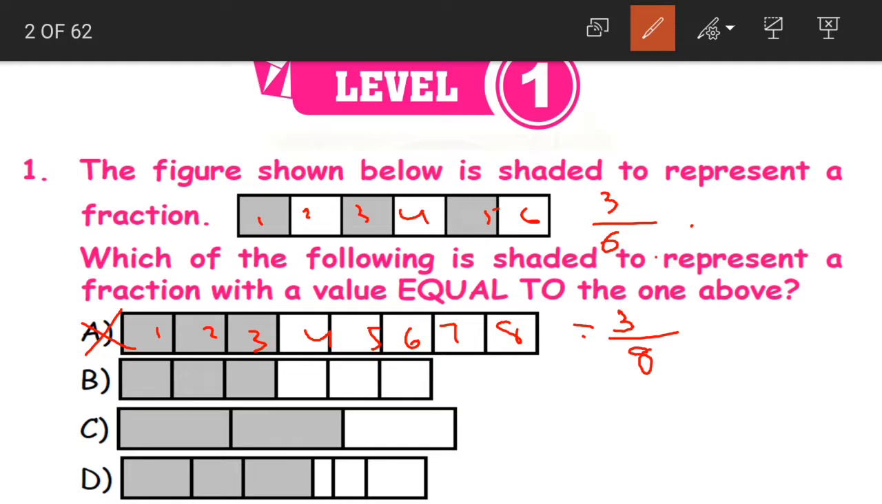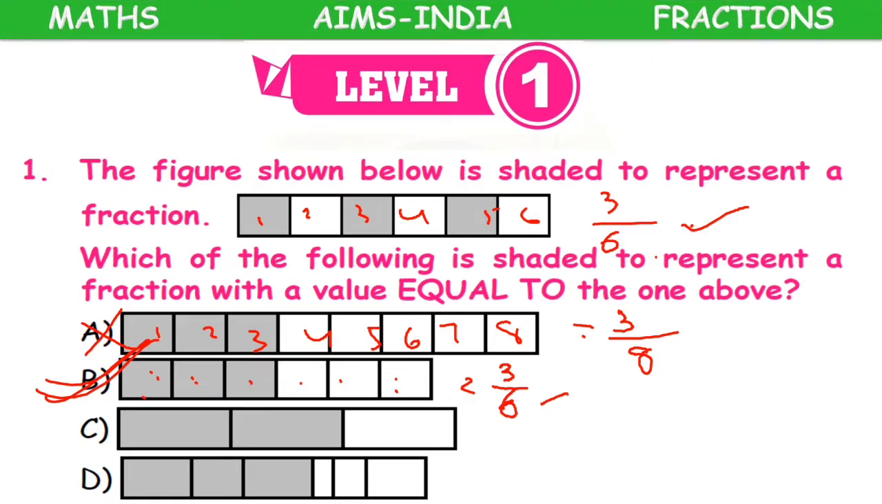Moving to option B. Here 1, 2, 3, 3 parts are shaded. So 3 divided by how many parts is the figure divided into, children? 1, 2, 3, 4, 5, 6. So 3 by 6 is the fraction of the shaded part in this figure. So here also we have got 3 by 6, and even in the question our figure represented 3 by 6. So what is the correct answer? Option B becomes our correct answer, children. Understood? Question number 1.